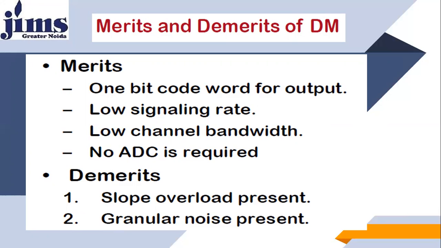But the demerits that we already discussed in the previous slides are that slope overload is present and granular noise is present. So there will be the possibility of these two types of noise or distortion: slope overload distortion and granular noise distortion. These are the demerits and the merits. But if you compare merits with demerits, the merits are more as compared to the demerits.